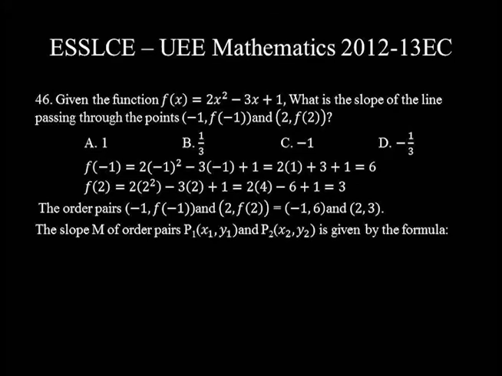The slope m of the line through point P1 with ordered pair (x sub 1, y sub 1) and point P2 with ordered pair (x sub 2, y sub 2) is given by the formula m equals y sub 2 minus y sub 1 divided by x sub 2 minus x sub 1. That is 3 minus 6 divided by 2 minus -1, which is -3 divided by 2 plus 1. 2 plus 1 is 3, so -3 divided by 3 is -1. Choice C is the correct answer.